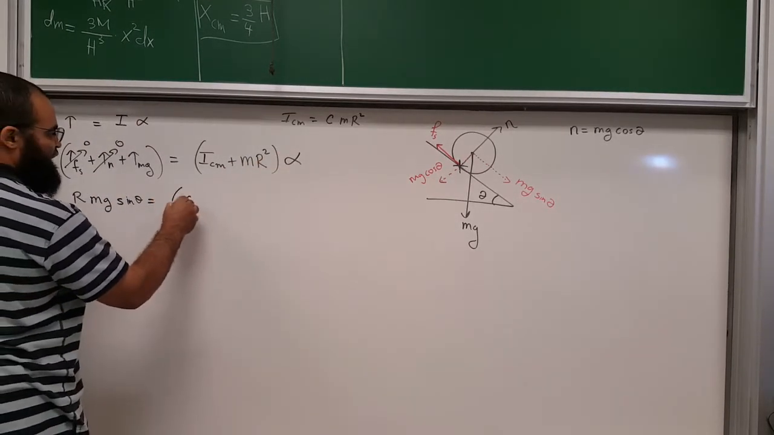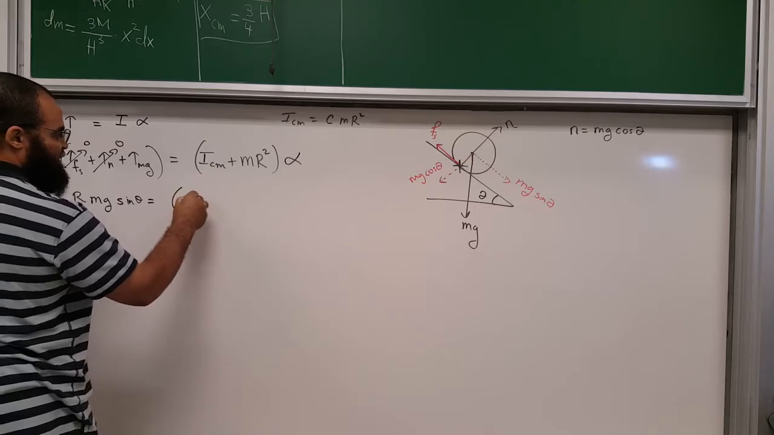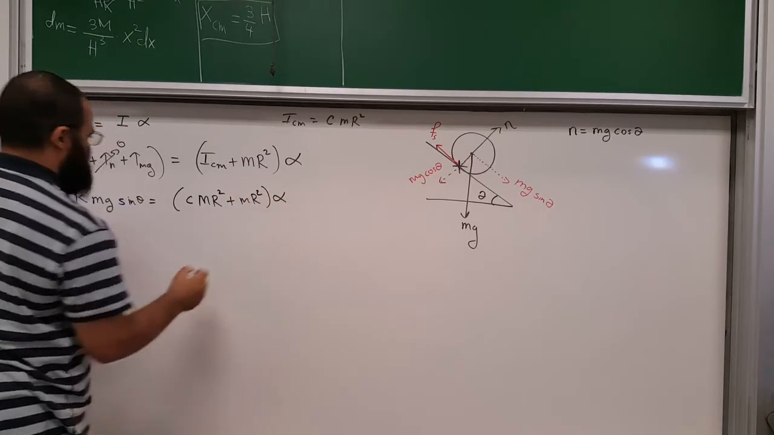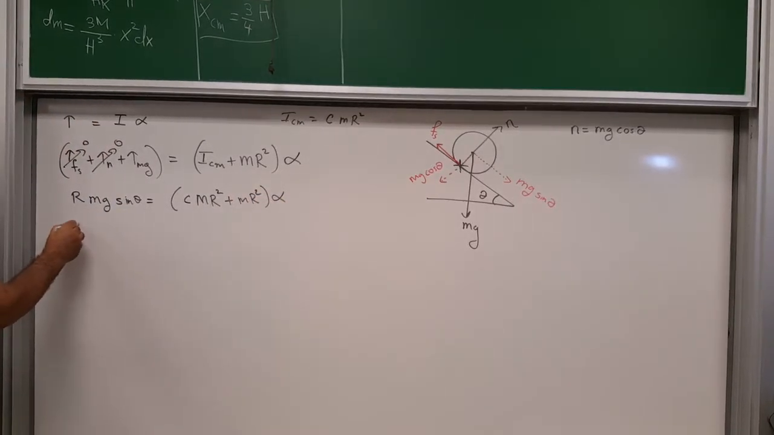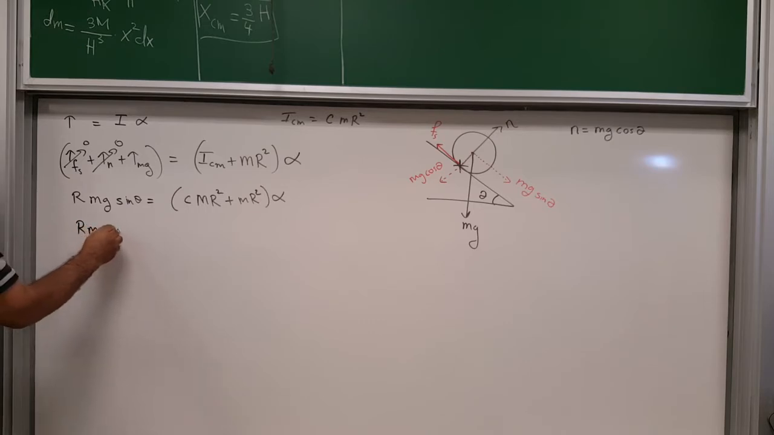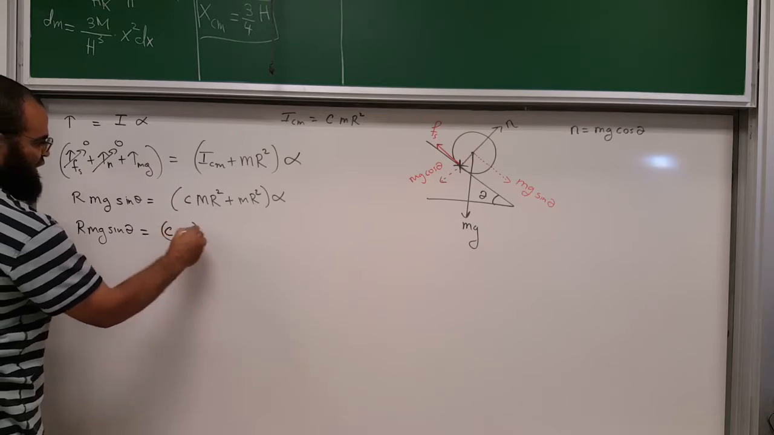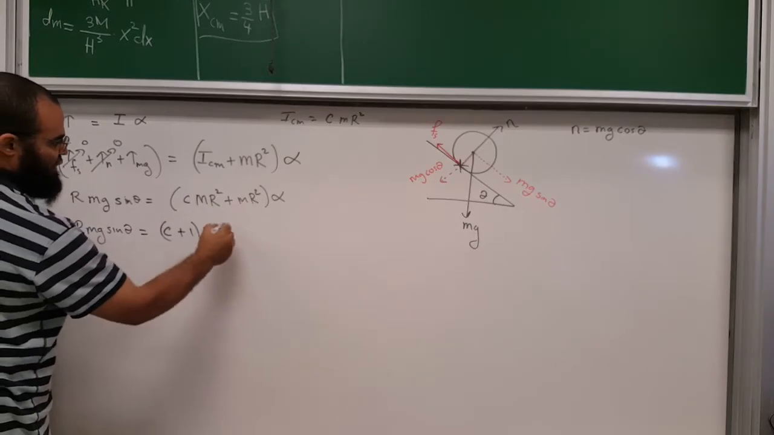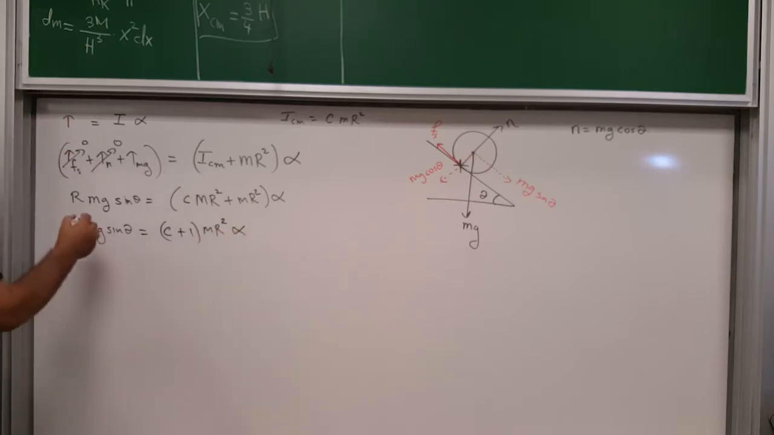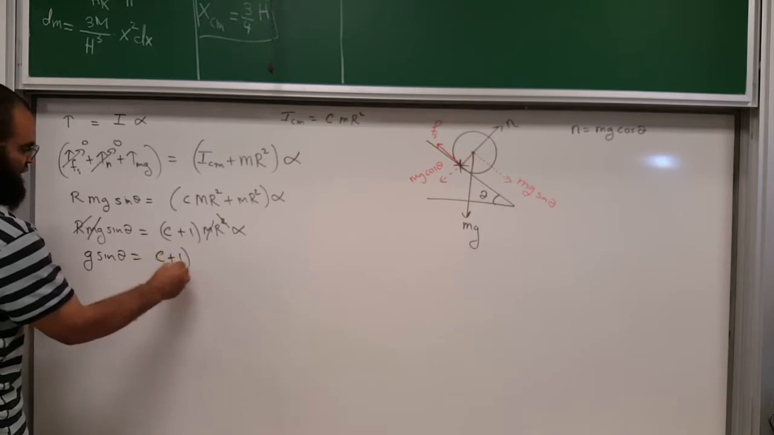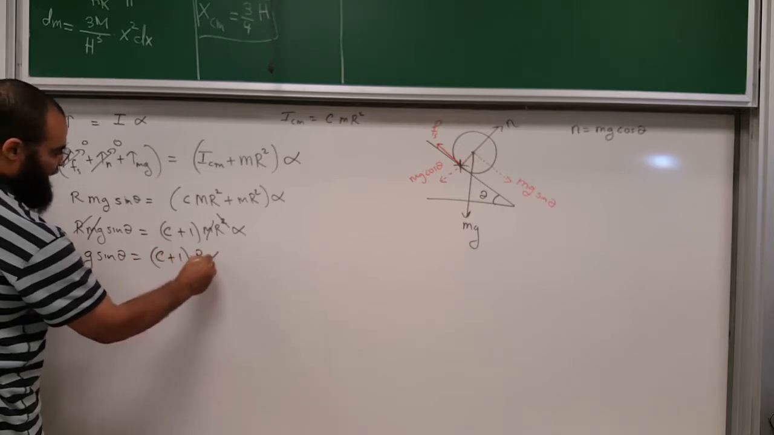So for the moment of inertia, I'll write C times mr squared about the center of mass, plus mr squared, times alpha. And so I will get r mg sine theta will equal C plus 1 times mr squared, I factored the mr squared, alpha. And so the mass cancels, one of the r's cancels, and so I get g sine theta will equal C plus 1 times r times alpha.